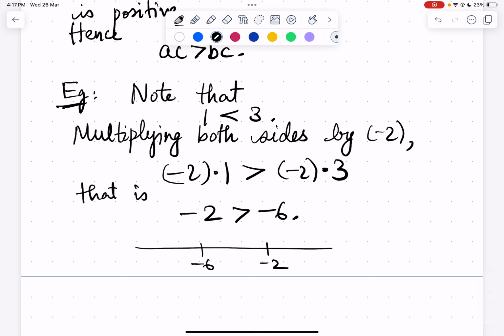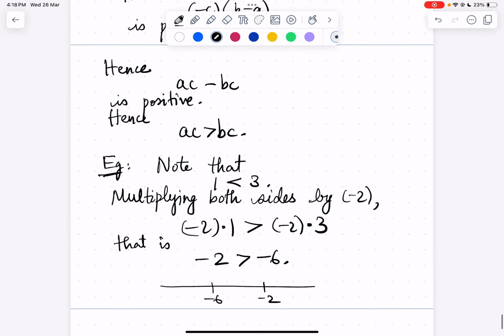So we began with 1 less than 3 and we multiplied both sides by -2. We got -2 is greater than -6. So we need to flip the inequality. From 1 less than 3, we flipped and changed it to -2 greater than -6. So after multiplying by -2 on both sides, the inequality direction gets flipped, in an informal sense, right? So this is one example.